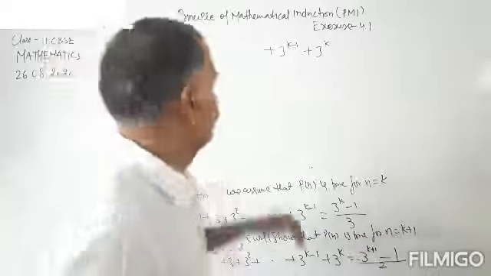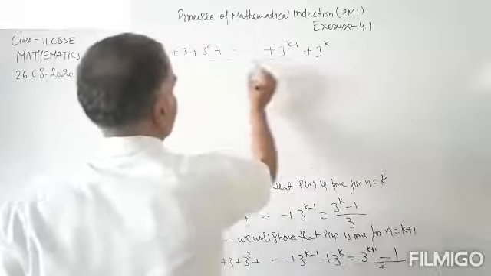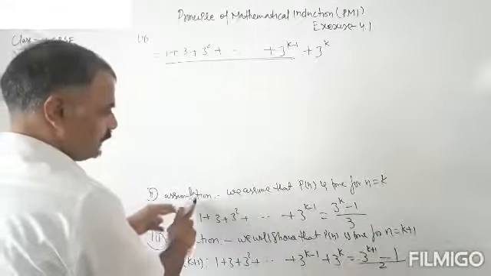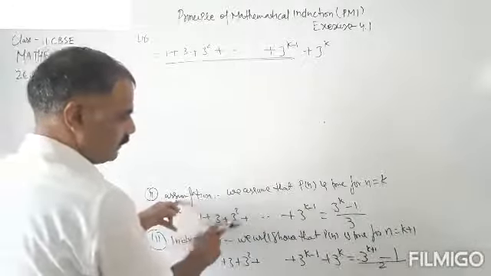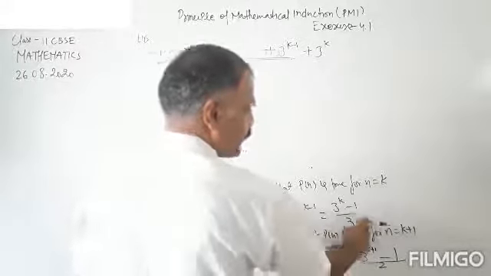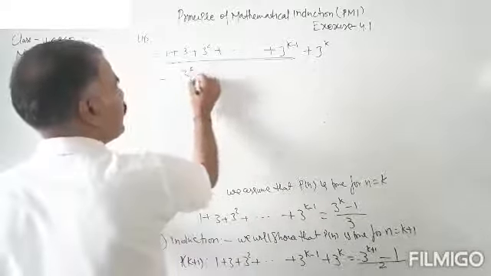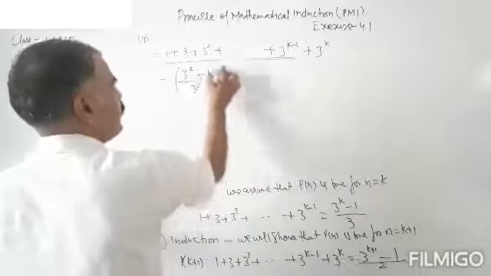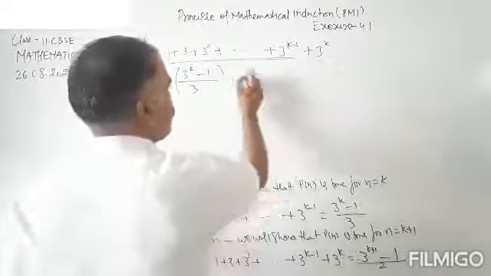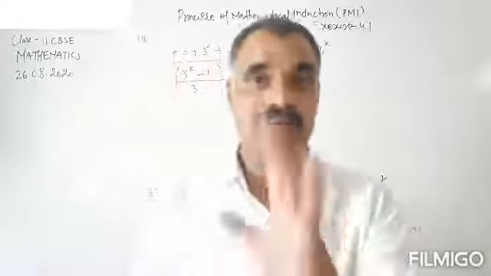Okay, so from this term to this term, up to this term, using the assumption, 1 plus 3 plus 3 square plus 3 to the power k minus 1 equals this. So using 3 to the power k minus 1 upon 2 in place of this from the assumption, plus 3 to the power k.